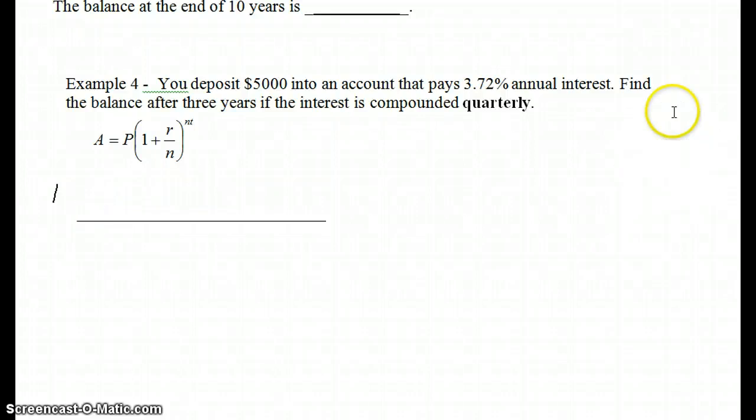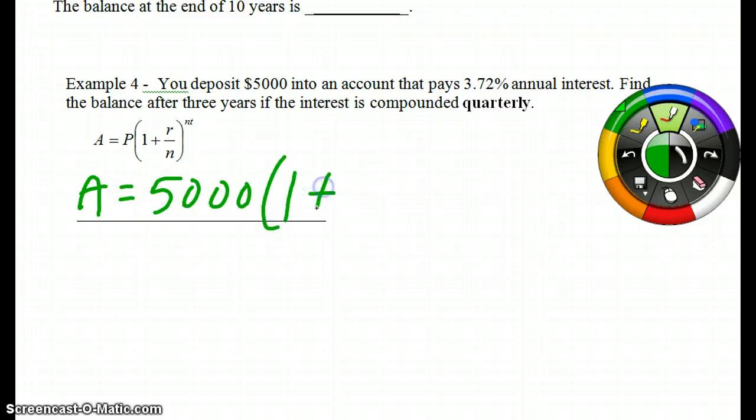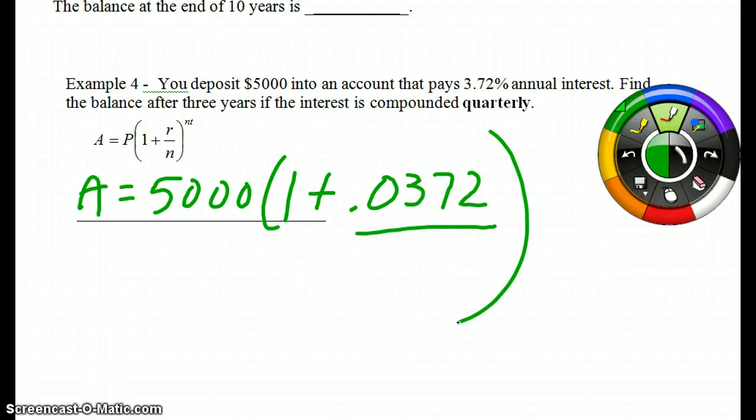So A would be the principal. We deposit $5,000. Our interest rate, again, we always move it 2 places. What are we dividing by? Let's read, compounded quarterly, so we divide by a 4. And then when we raise our power, find after 3 years, this will be compounded 4 times in 3 years, so we'll raise it to the 12th power.